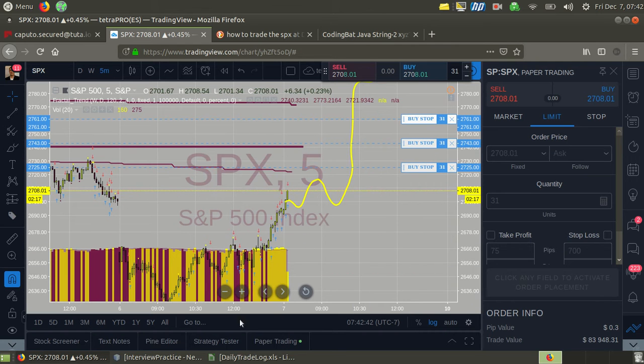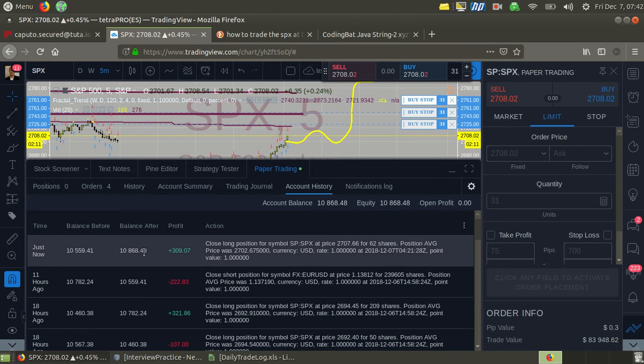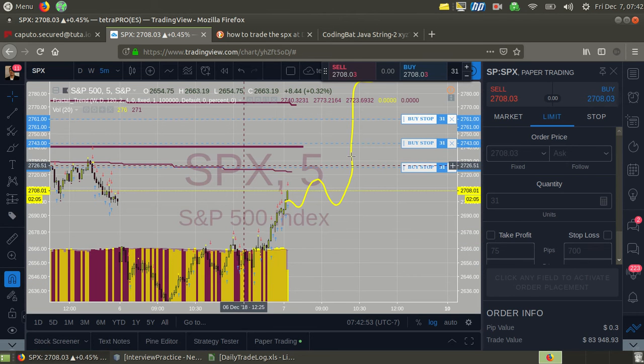And we just made a profit. That just took out our last trade. Here it is just now: today we made plus 309. So our count's now up to 10.8. And what we'll do is move this buy stop down to the high of that bar.